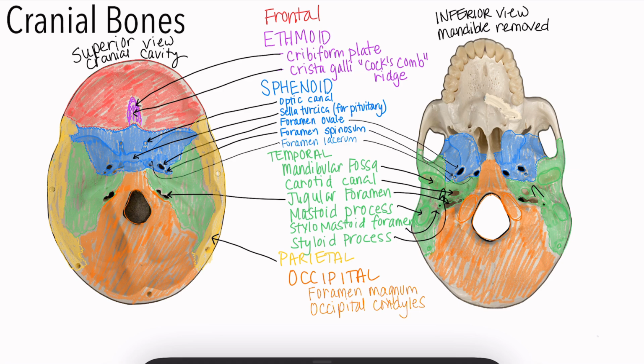And then we'll just add some lines for the foramen magnum right here. You can see it here and on this side. And the occipital condyles you can only see from that inferior view. And that'll do it for the cranial bones. Next, we'll look at the facial bones.